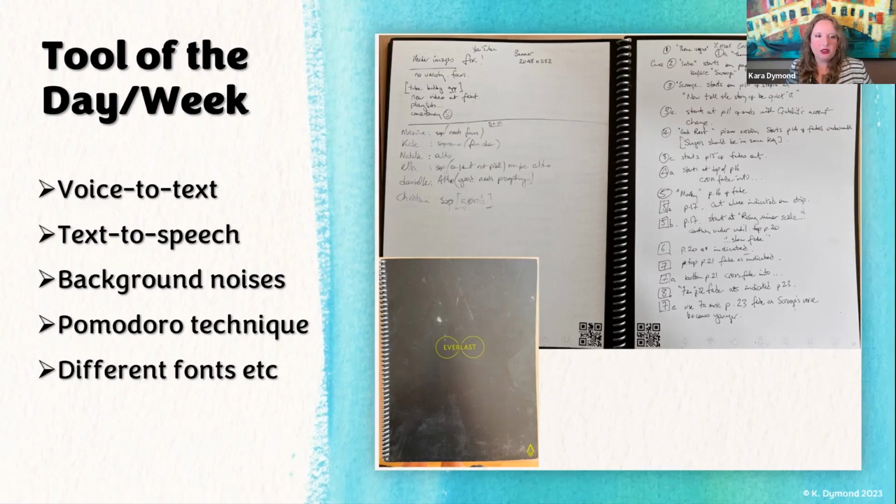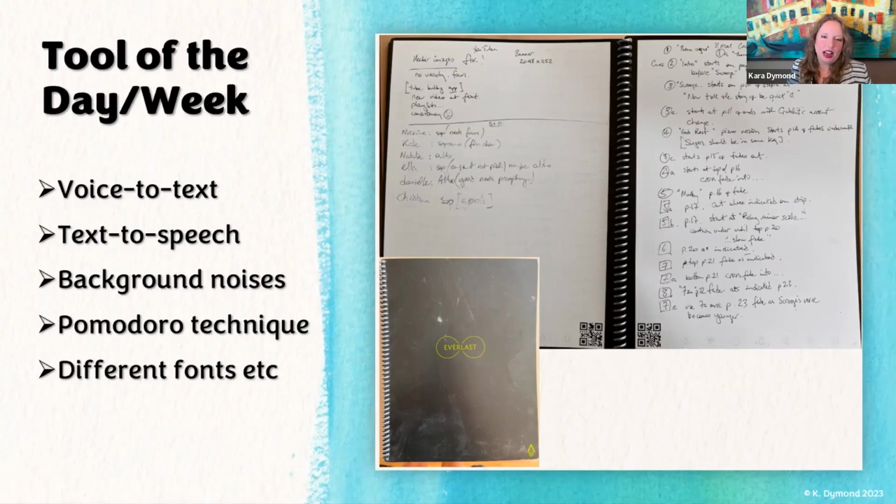Like I mentioned, we test out different background noises during work periods. Brown noise is amazing for my brain. Gray noise, pink noise, nature sounds, whatever it is. I teach them how to take breaks and alternate breaks between work periods. You can find a lot of information on the Pomodoro technique, and different fonts and even different paper textures can make a difference, for instance, for dyslexic learners.